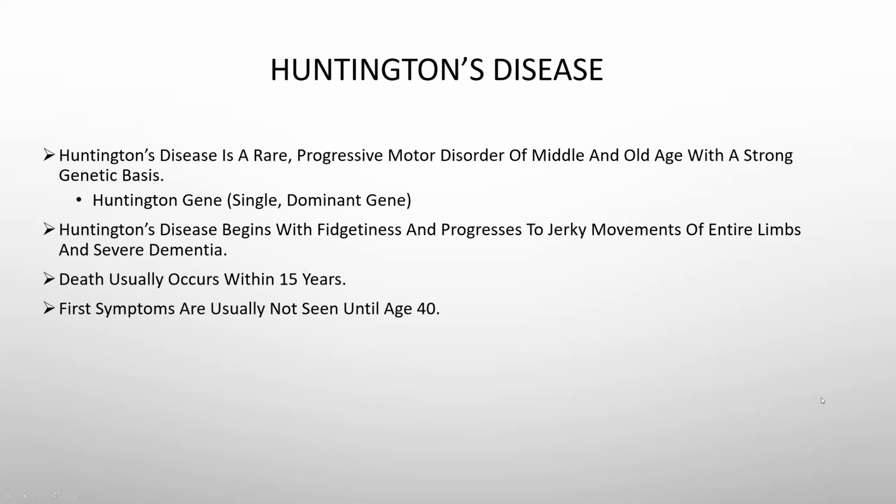There's also Huntington's disease. Huntington's disease is a rare progressive motor disorder of middle and old age with a strong genetic base. We have identified the Huntington gene. Huntington's disease begins with fidgetiness, and progresses to jerky movements of entire limbs and severe dementia. Death usually occurs within 15 years, with the first symptoms usually seen around age 40.